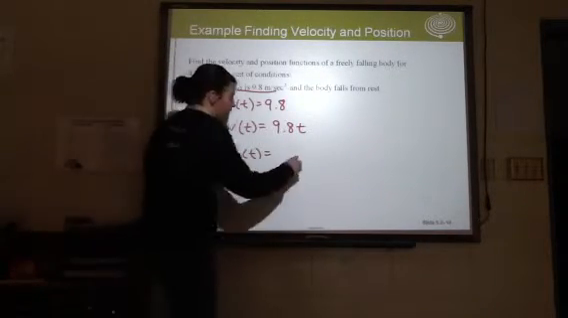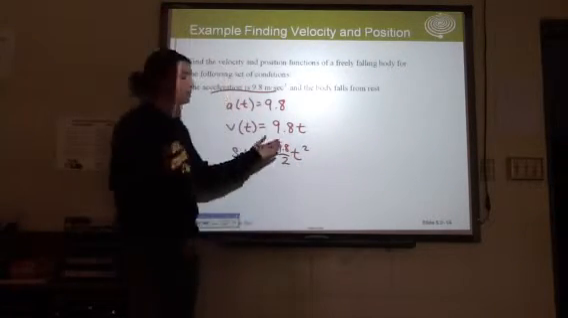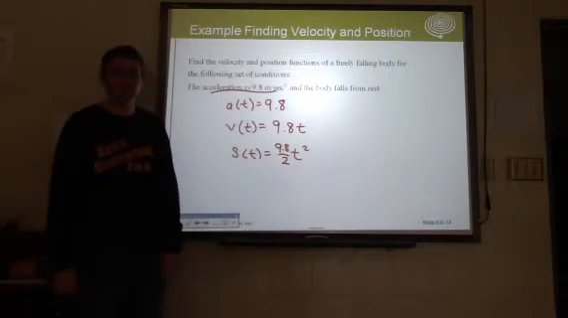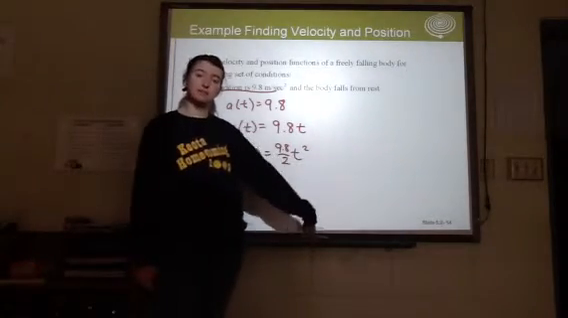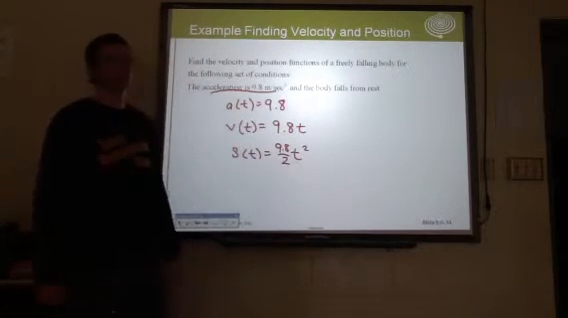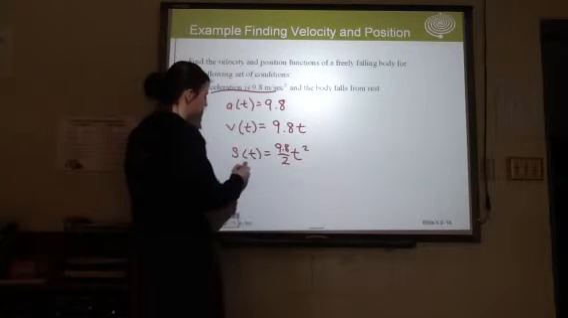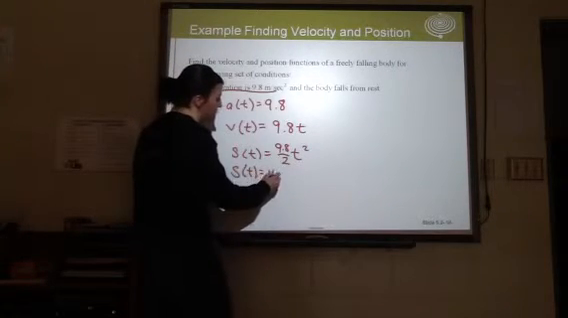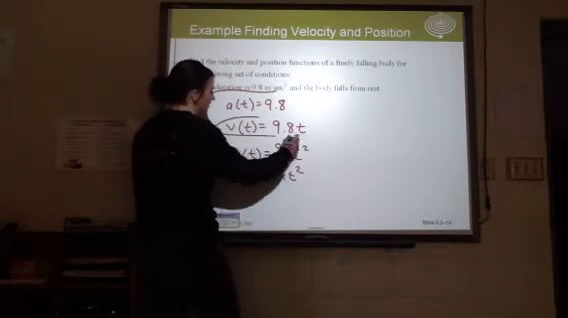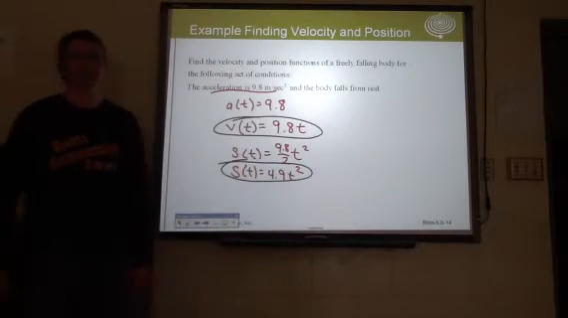And I need to add 1 to the exponent, which means I take my 9.8 and divide it by 2. I bring that exponent down to the denominator. Plus c. My c goes to 0 because the position is 0 when time equals 0 unless they tell us otherwise. So my final position function would be 4.9 t squared. To answer the question, here's your velocity function, and here is your position function.